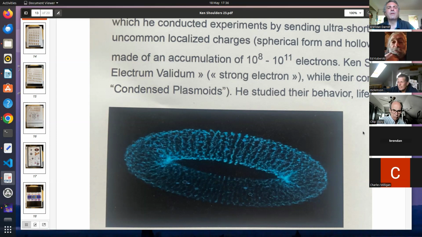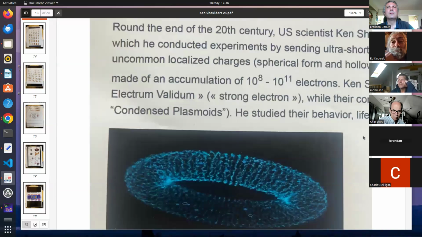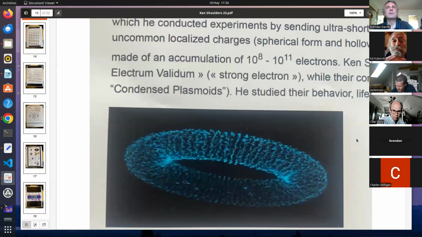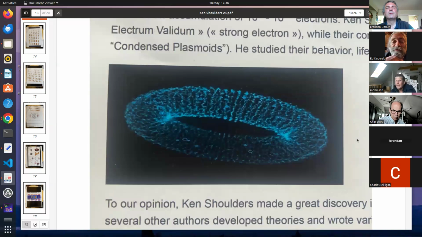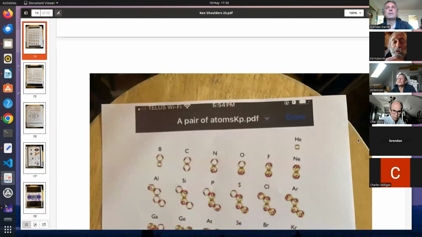Is it a simulation or a photograph? I believe that this is a computer simulation. I do have photographs of EVO structures that we have shown in some of the other Ken Shoulders ones, but I believe that one is a computer simulation.